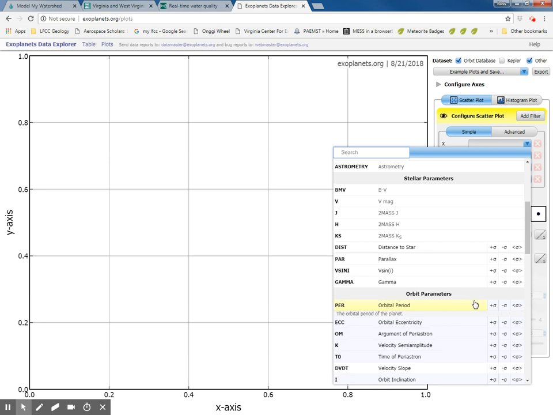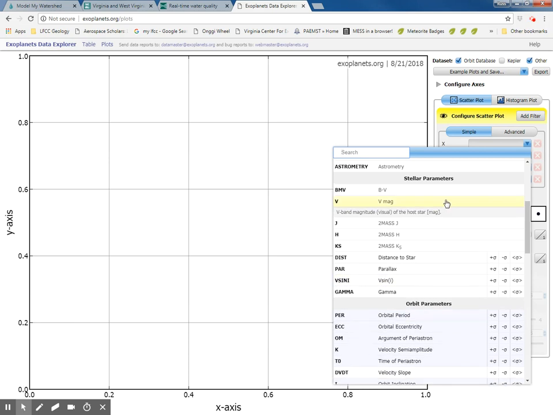Then there's stellar parameters, which are, what kind of star is it? B minus V is simply a color, a visual color index, essentially. So you could classify the star based on its B minus V value. It's blue minus visual magnitudes. And of course, the same with these.